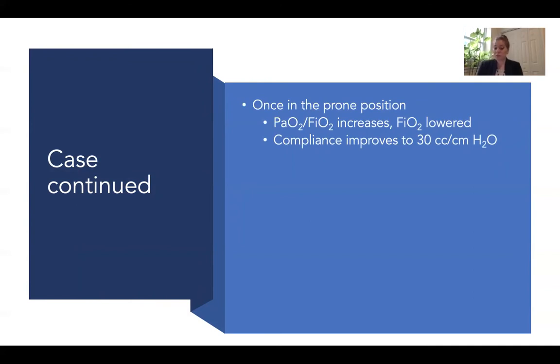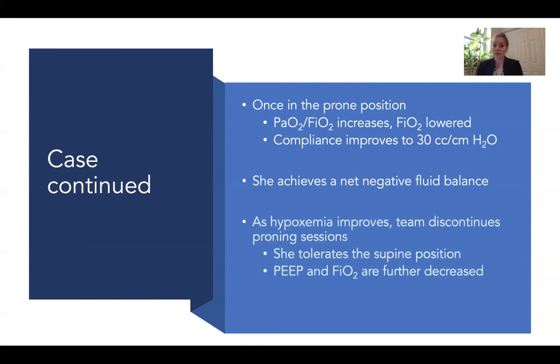So once she was in the prone position, her P to F improved, her FiO2 was lowered, and her compliance improved to 30 cc's per centimeters of water. The team made sure she was maintaining a net even or net negative fluid balance, including using renal replacement therapy and concentrating the infusions of her medications. Eventually, her hypoxemia improved, and she was able to tolerate being in the supine position. And PEEP and FiO2 were further decreased, and she was eventually extubated after 16 days of invasive mechanical ventilation.